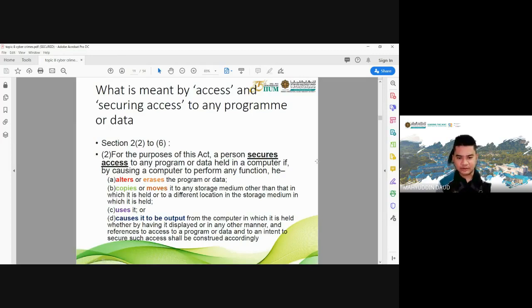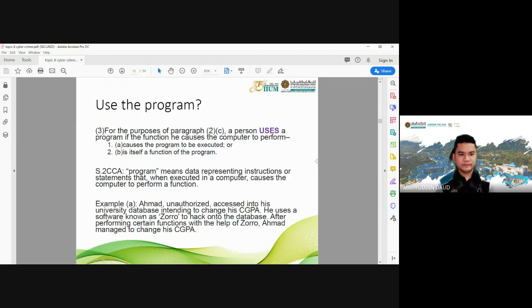Maybe you copy or move any information that is being stored in the computer to any other device, or maybe you use the data, or maybe you do something to cause the computer to have some kind of output. Maknanya you access something and then dia tunjukkan something, some kind of output. So this all comes under the definition of securing access.